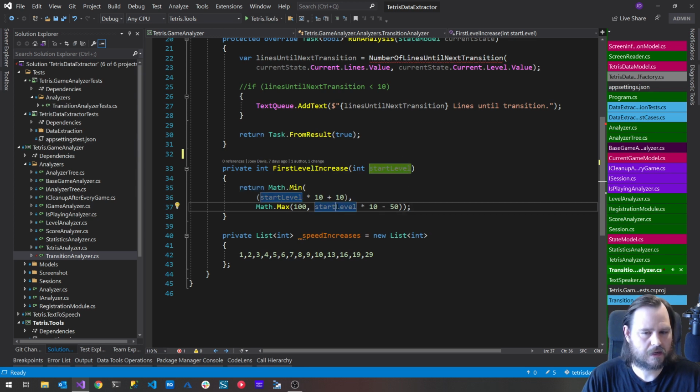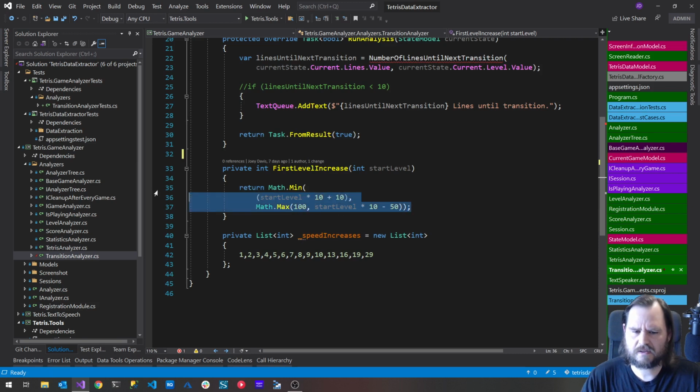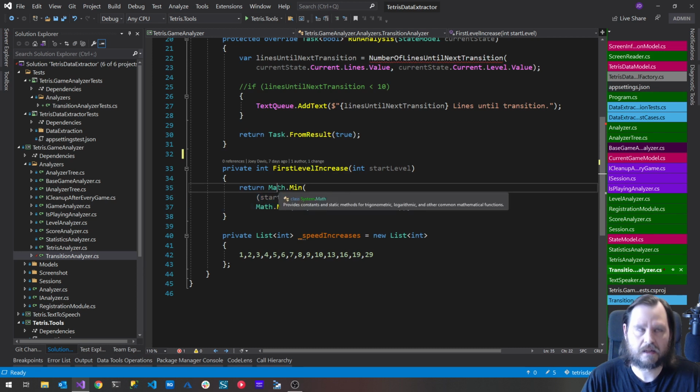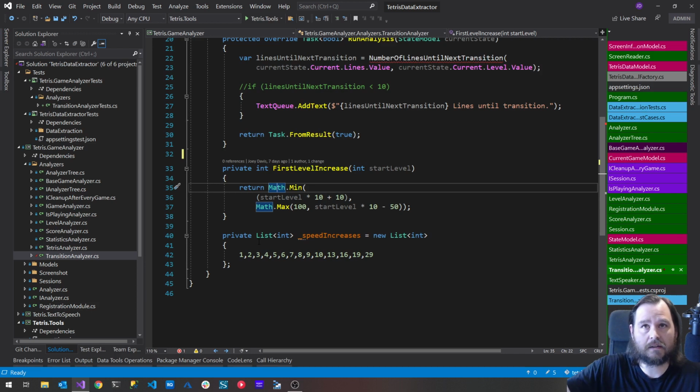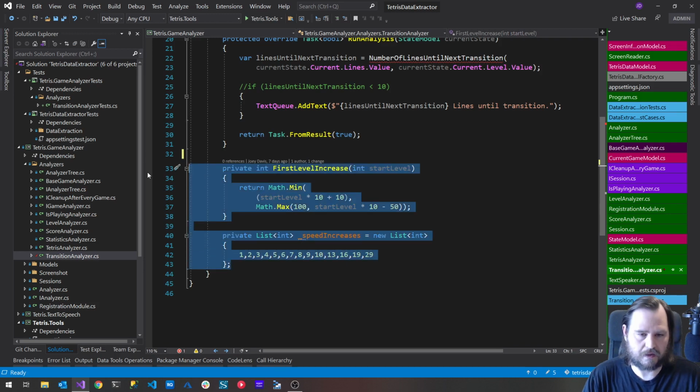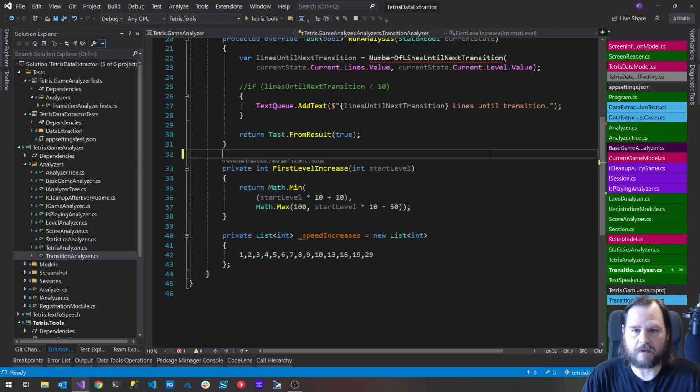If you start at 19, times 10 is 190, minus 50 is 140. Is that right? I took this from the wiki. I think that's okay. Yeah, 140 to your next level increase, because you're 19 until 139 and then you go to level 20. Okay, so we're going to keep this and we're going to copy this and that'll be fine.